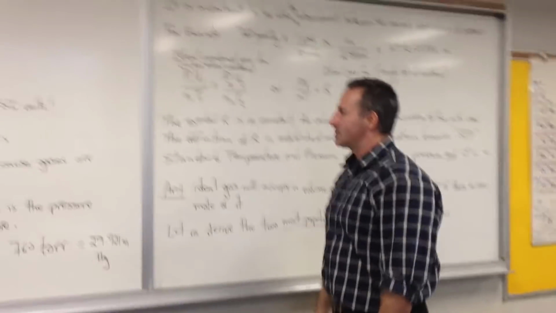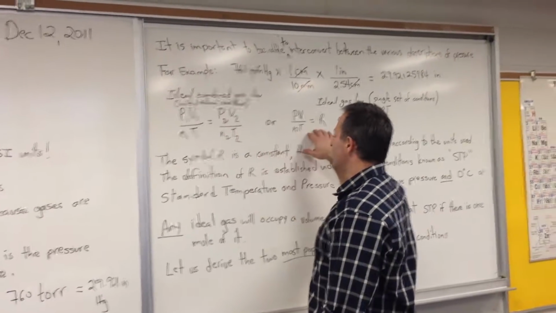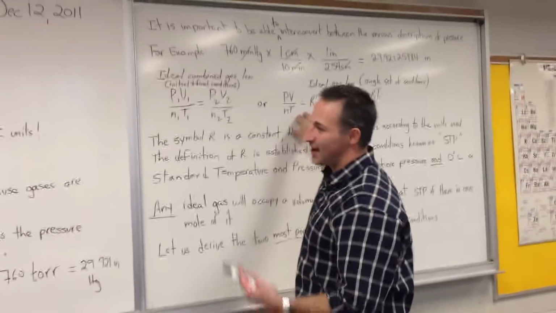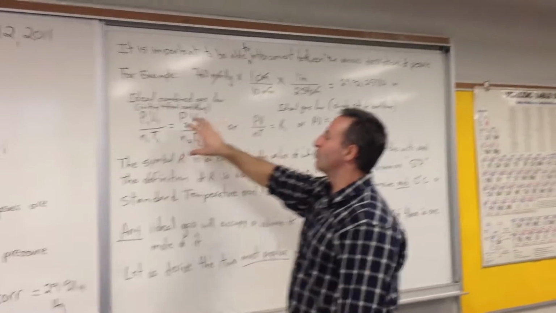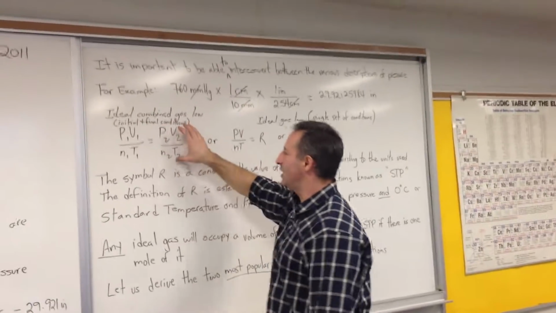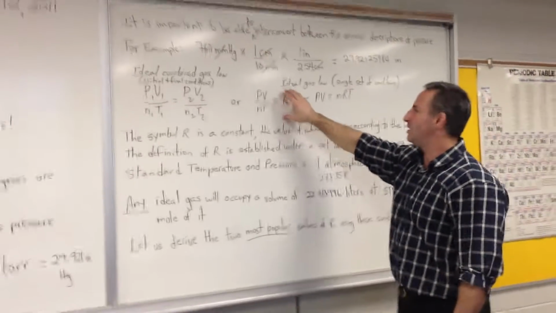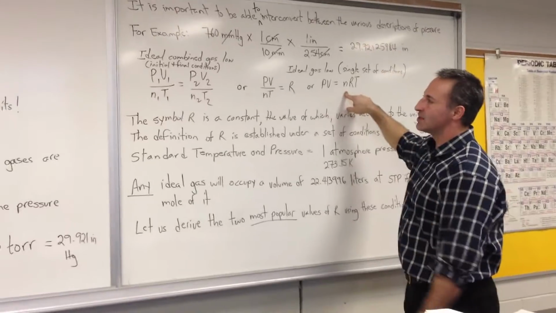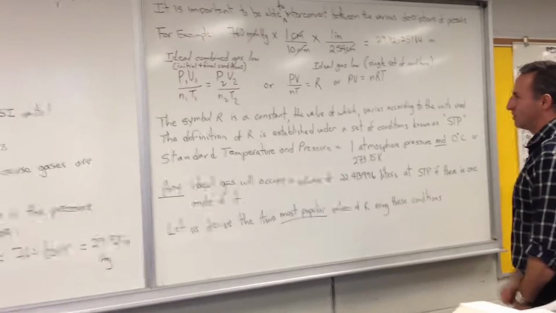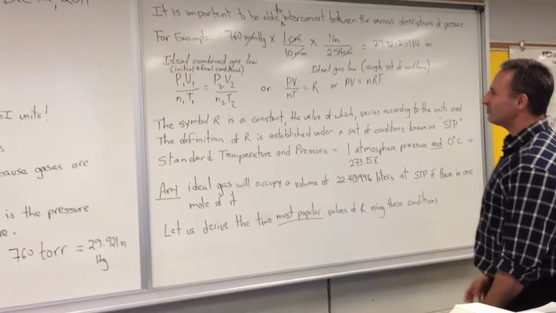I taught you in the last lecture that there are 2 equations that we can use. It's actually 1 equation, but one is for when you have an initial set of conditions and a final set of conditions, and this equation, PV equals nRT, is used when you have only 1 set of conditions and you want to measure the pressure of a gas or its volume.